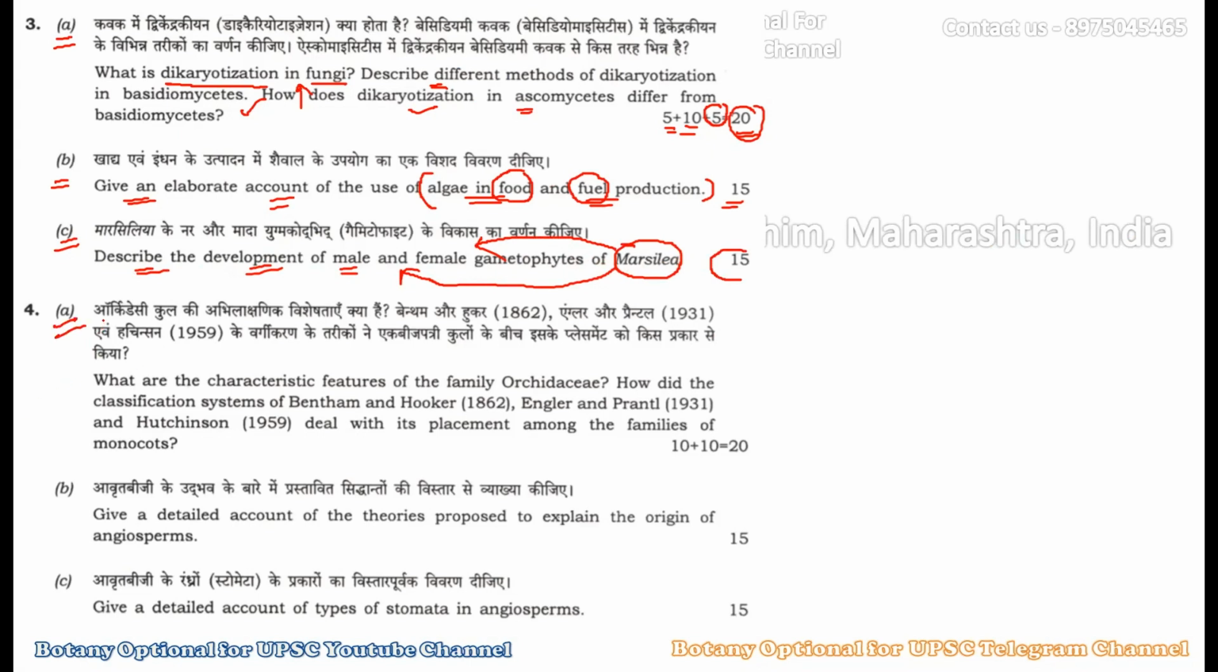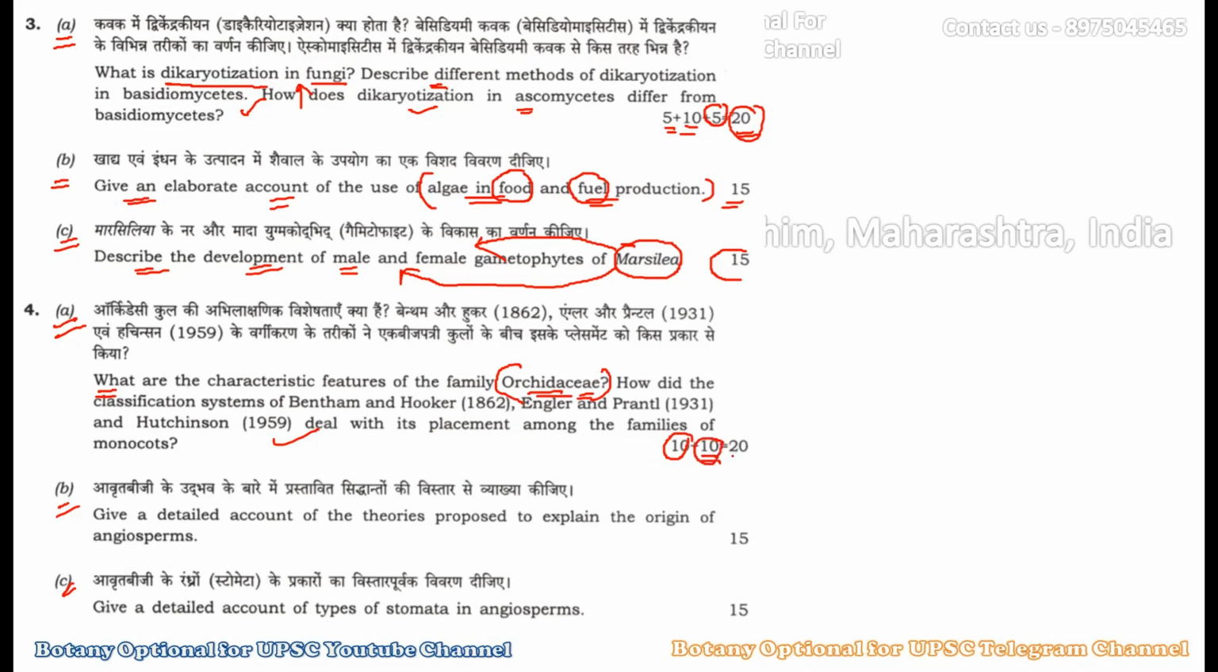Now, in the fourth question, again divided into three subtypes. The very first is, what are the characteristic features of the family Orchidaceae? As you know, we have a very detailed lecture on the Orchidaceae. You have to give the distinguishing features of the Orchidaceae. For that, you will get 10 marks. Now, how do the classification systems of Bentham and Hooker, then Engler and Prantl, and Hutchinson deal with the placement among the families of monocots?